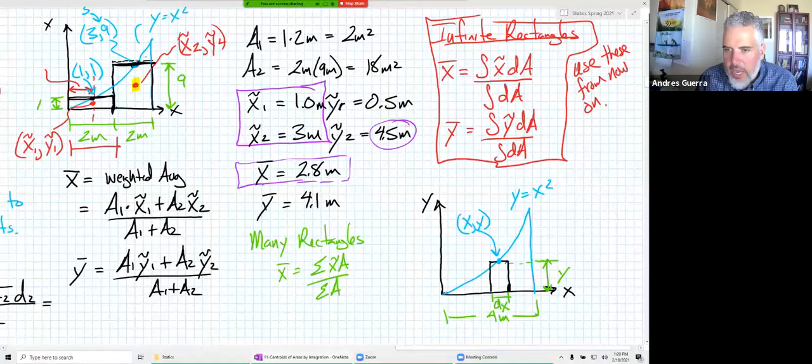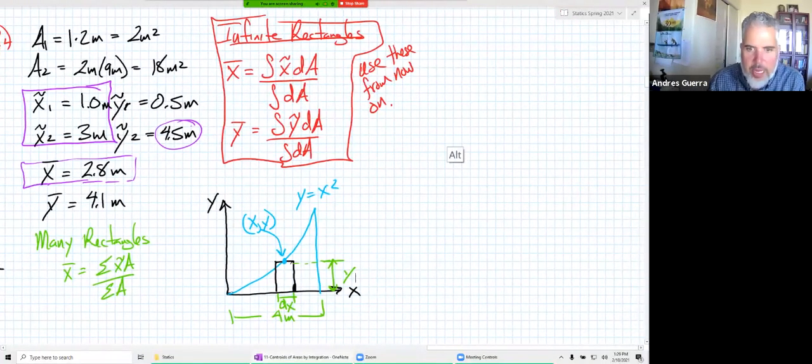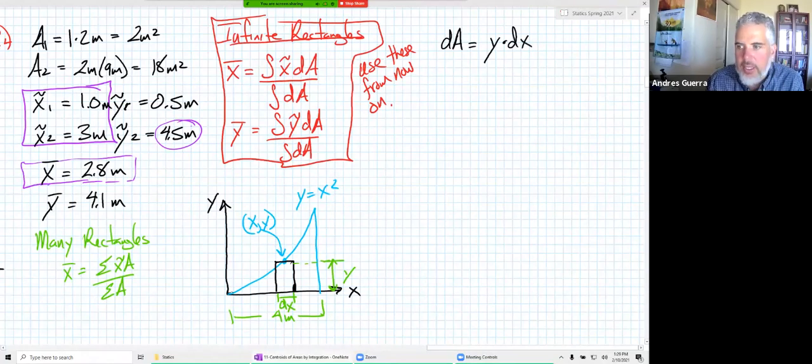So now we can find the area of that differential element. At this point we can say, well, dA, isn't dA just y times dx? It's just the area, the width times the height. That's all we're doing for dA.